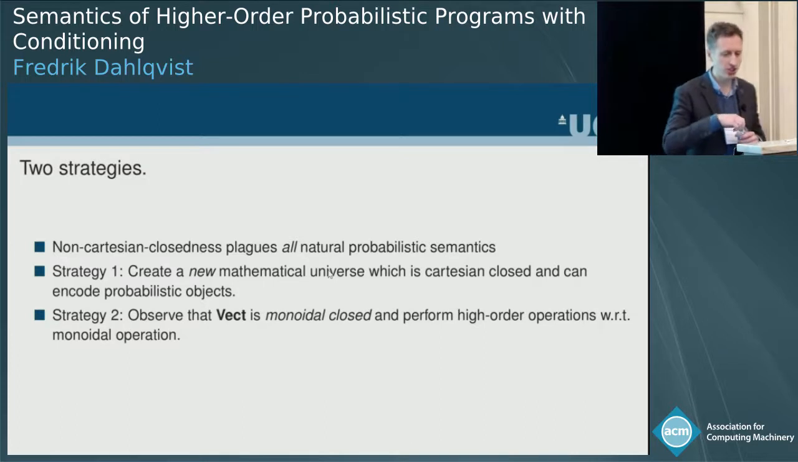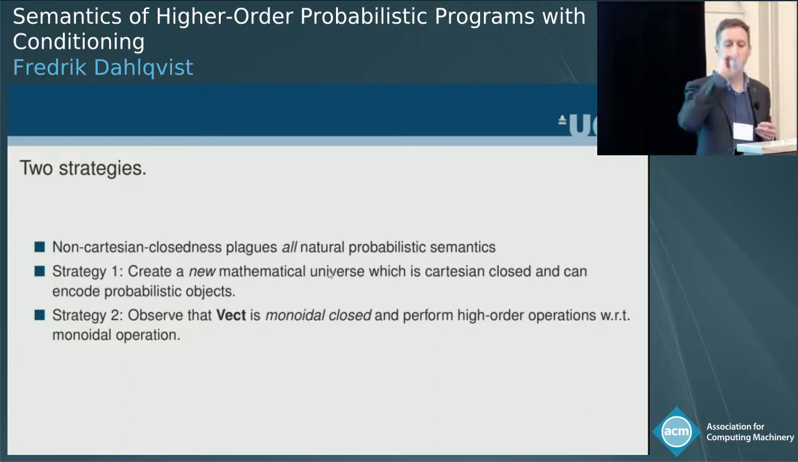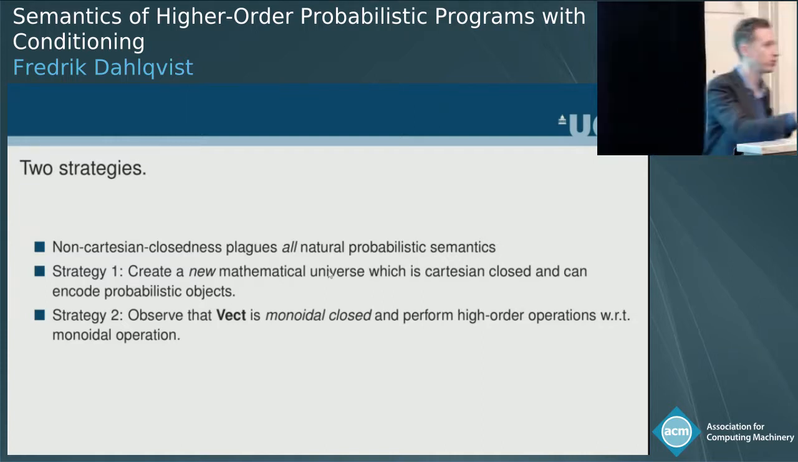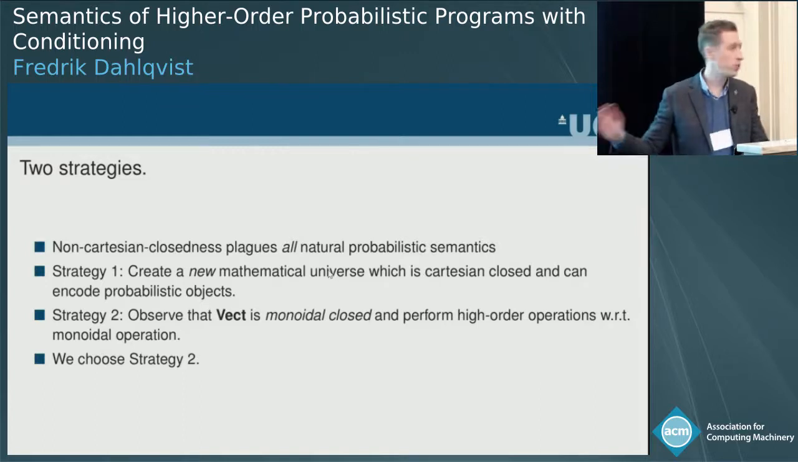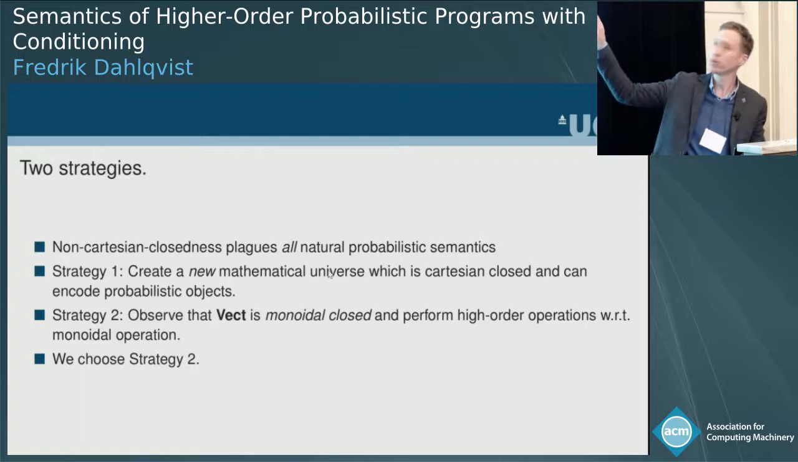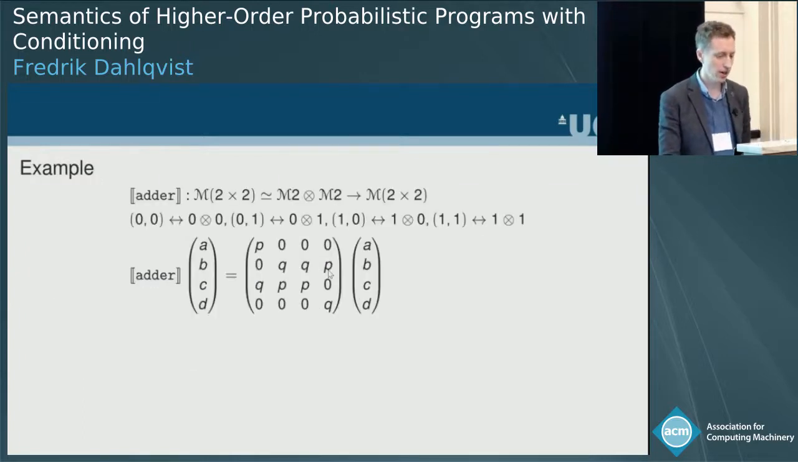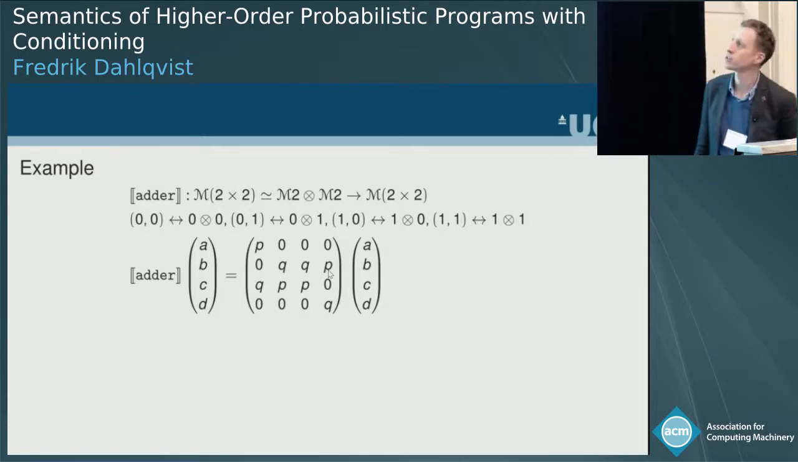The second strategy is to say, okay, vector spaces are not Cartesian closed, but they're monoidal closed. So why don't we do the currying with respect to this monoidal operation instead of the Cartesian product? In this work, which is the second strategy, most of the literature has followed the first strategy. Okay, so then it becomes really straightforward. At least in finite dimension, it's completely transparent what happens.